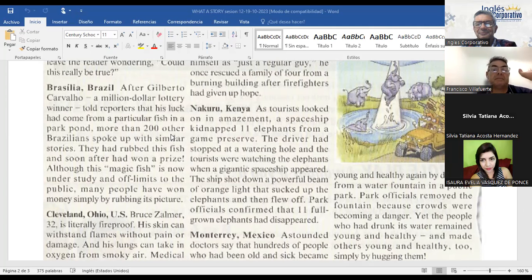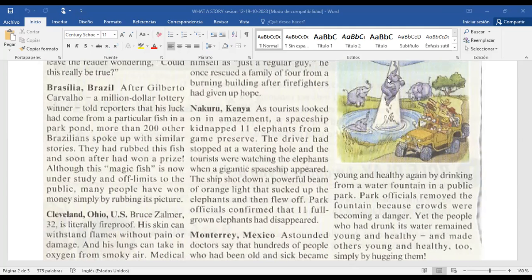The spaceship, I don't know, what happened this in Kenya. In Kenya, the spaceship sucked up a group of 12 elephants and they disappeared. In fact, there is an illustration of it over here. If you see, exactly, this is the suck up. The light beam came down and sucked up the elephants and took them to the spaceship.